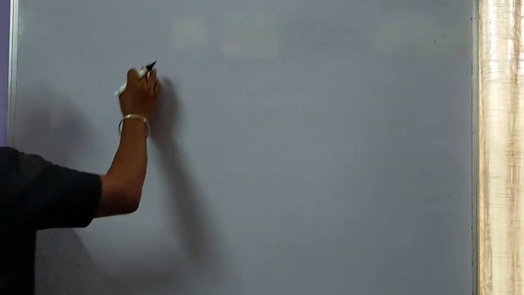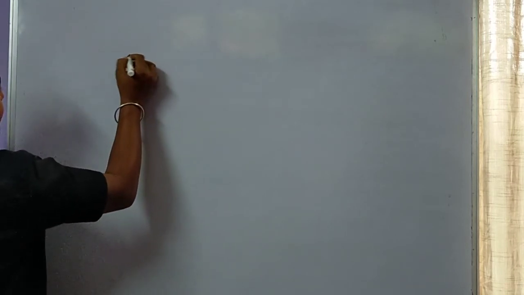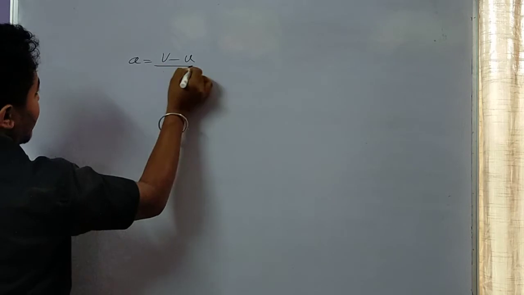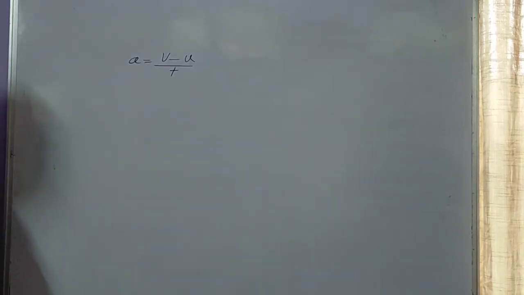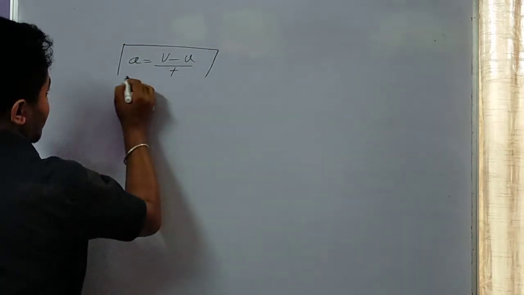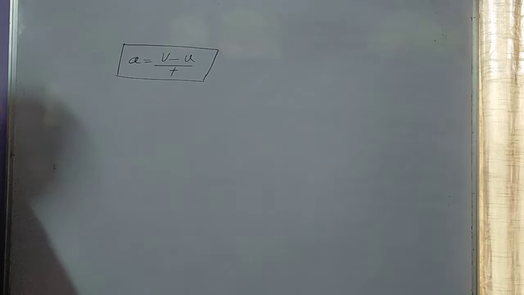You have studied, understand? So what we found, that formula of acceleration. Acceleration is defined as, we found a is equal to v minus u by t. That is the definition of acceleration we have already found. Rate of change of velocity, or change of velocity with respect to time.